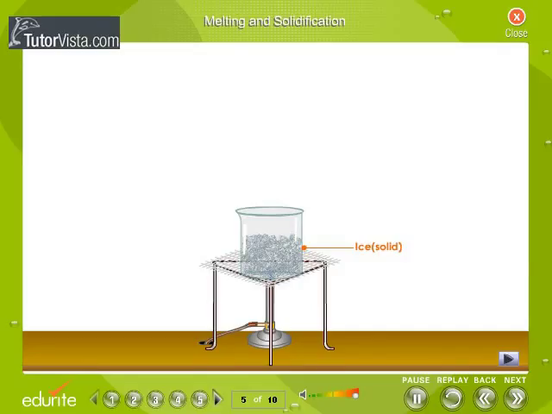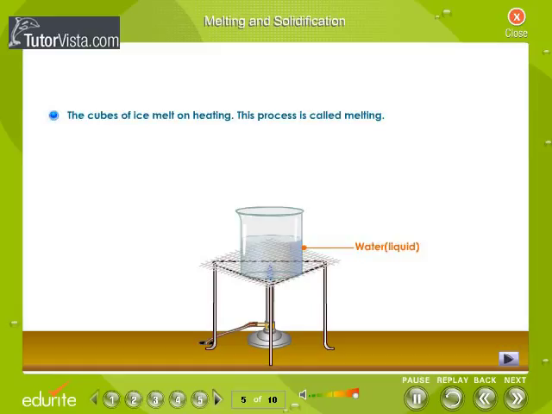Melting and solidification. When a solid is heated, it fuses or melts to give a liquid. This process is called melting and takes place at a fixed temperature called the melting point. This is because when temperature increases, the molecules overcome their intermolecular force of attraction and start moving around. At the melting point, they completely break free and turn into liquid.